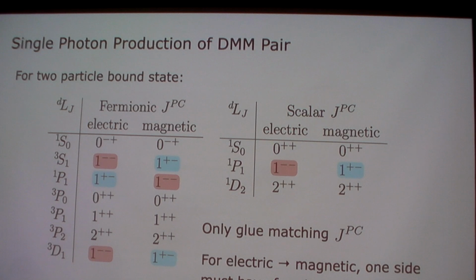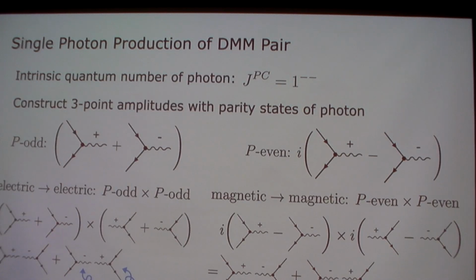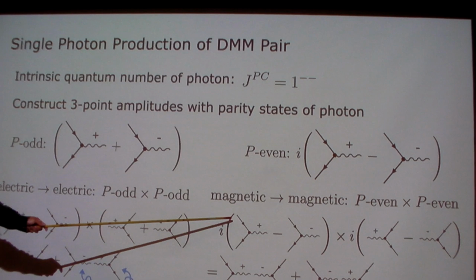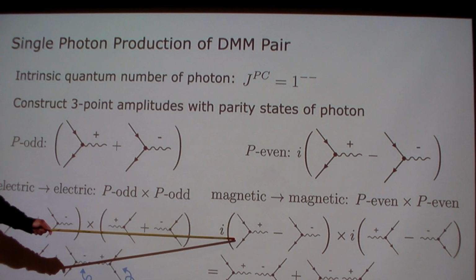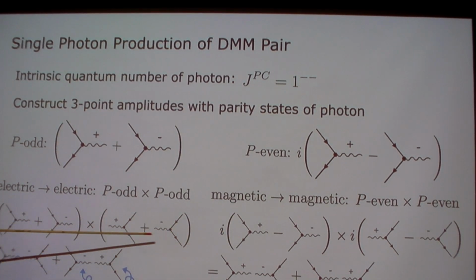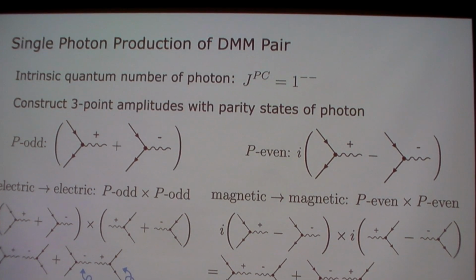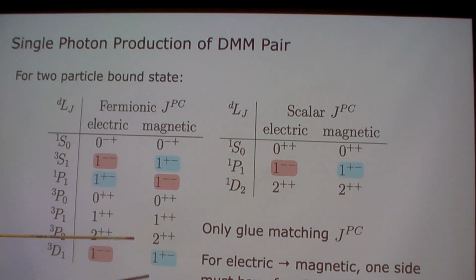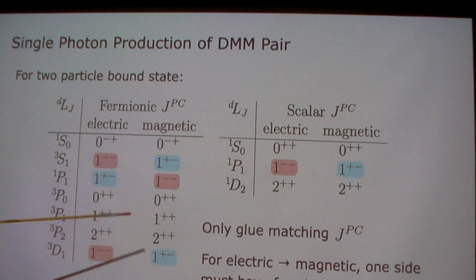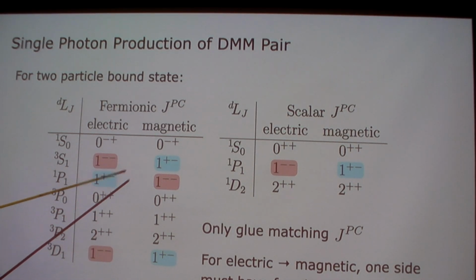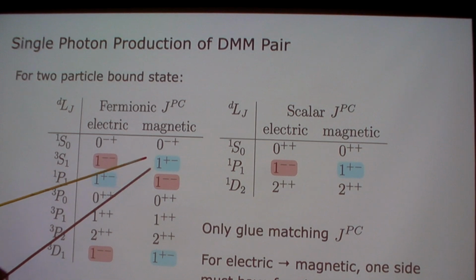So what we are interested in right now is a process like this, where you glue, where an electric particle pair annihilates and produces a magnetic particle pair through a photon. That's what we're trying to calculate right now. So if you look at the JPC of the bound state, first of all, we want JPC to be conserved. So you only glue the bound states that have the same JPC. So you only glue blue with blue or red with red.